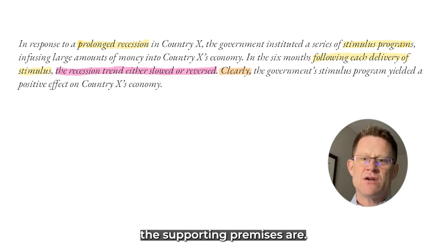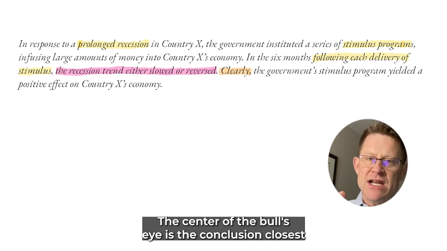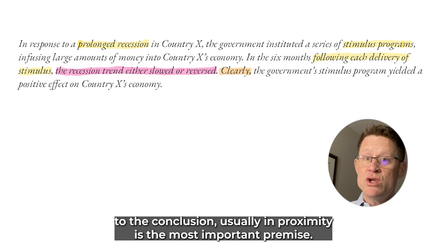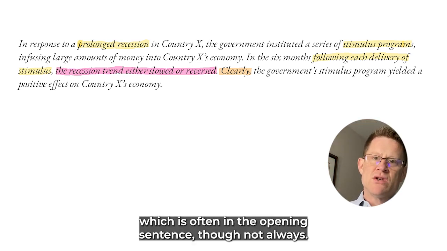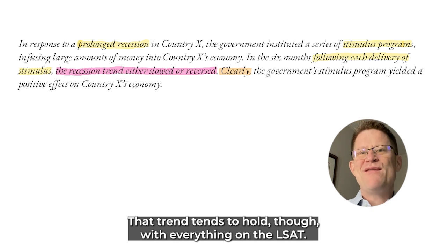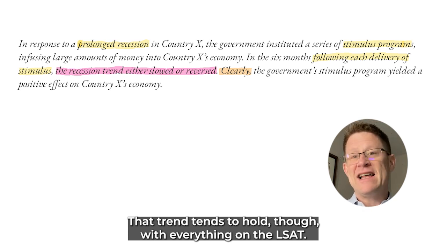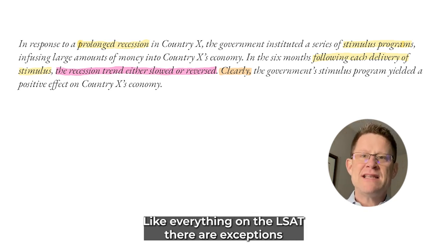You can think of it kind of like a bullseye. The center of the bullseye is the conclusion. Closest to the conclusion, usually, in proximity, is the most important premise. There might be another premise a little further away, and sometimes there's background information, which is often in the opening sentence, though not always. That trend tends to hold, though, with everything on the LSAT. Like everything on the LSAT, there are exceptions.